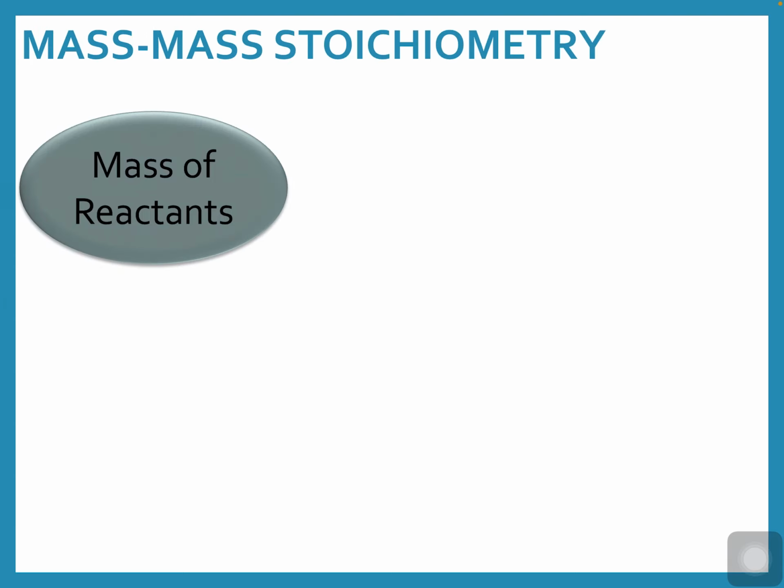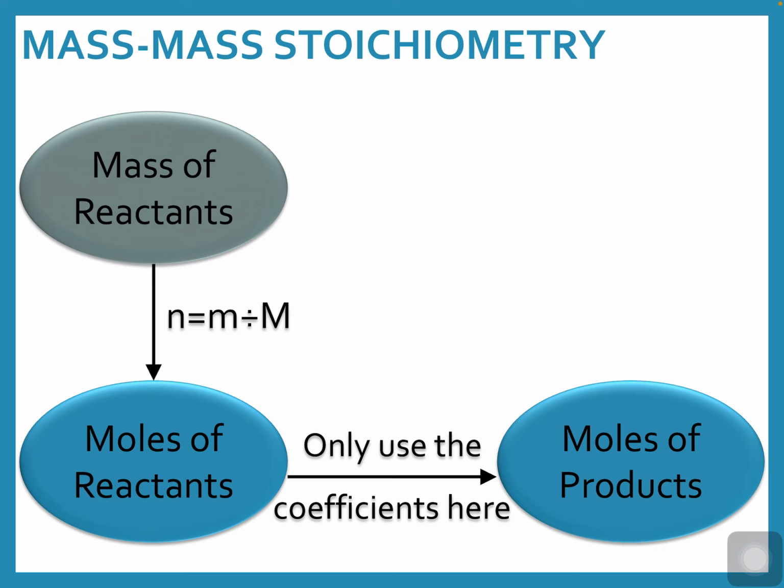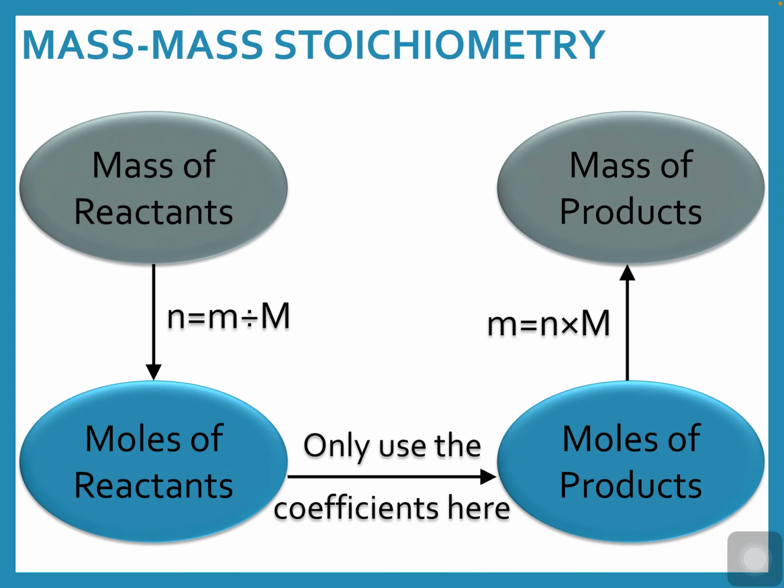So if we start with the mass of a reactant, we can convert that to a number of moles of that reactant by taking the mass and dividing by its molar mass. We can then do what we just did, use our mole to mole relationship, so the coefficients in the balanced chemical equation, to get to the moles of the product, and then we can convert the moles using the molar mass into the mass of the products.